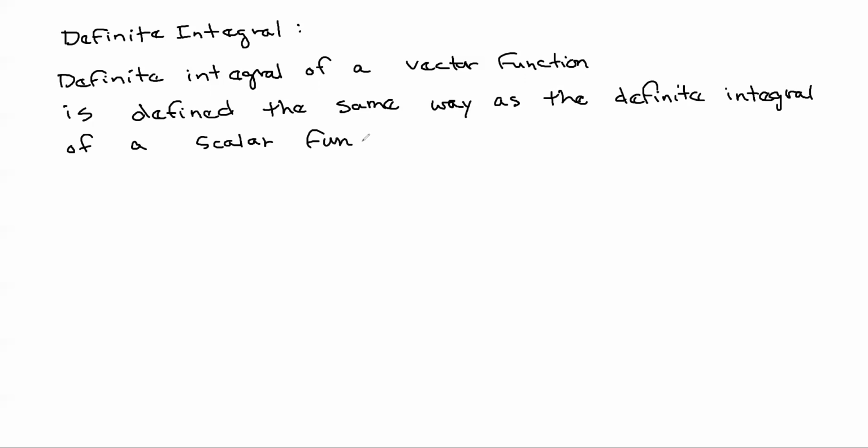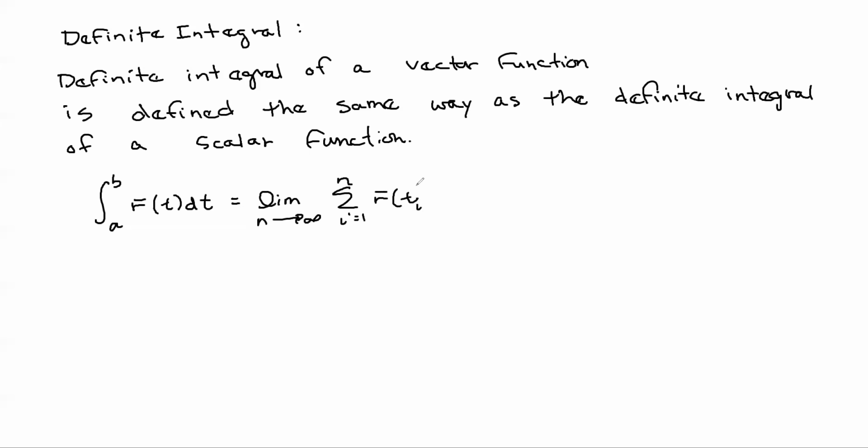In particular, what is that? So we don't use this one very often, just like we don't use the limit definition for a derivative, but the integral from a to b of r of t dt is equal to the limit as n goes to infinity of the summation i equals 1 to n of r of t sub i star change in t.